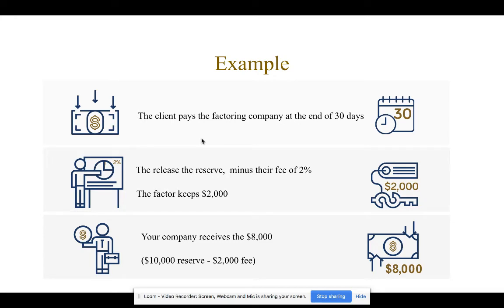So what will happen is now the client will pay the factor, okay, at the end of 30 days. And then the factor releases the reserve minus their fee of 2%. That means the factor is going to keep $2,000 and you're going to net $98,000. Okay. When they release the reserve, the fee is taken out, so you will receive 8 out of that 10,000 that was held in reserve.